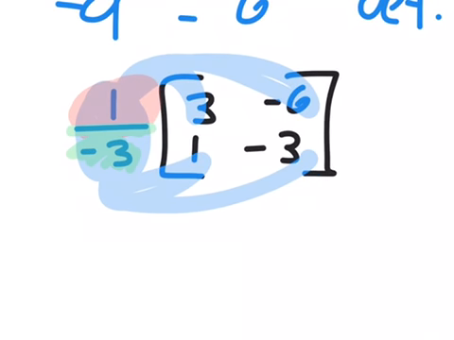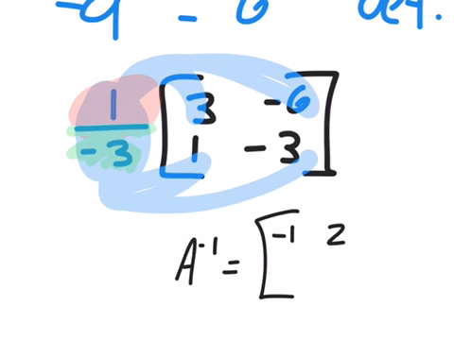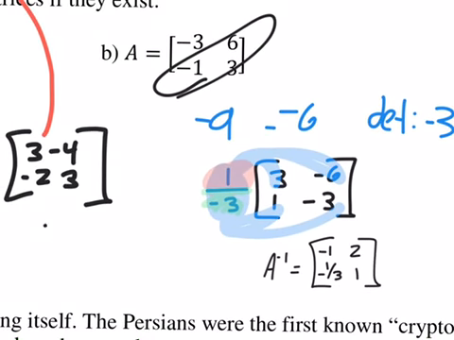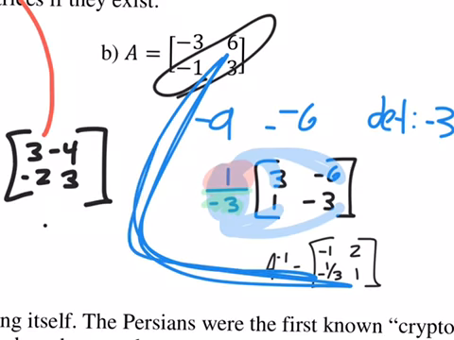negative 3, which would get us our inverse matrix being, well, 3 divided by negative 3 is a negative 1. Negative 6 divided by negative 3 is a positive 2. 1 divided by negative 3 is a negative 1/3, because 1 divided by negative 3 would become a fraction. And then the negative 3 divided by negative 3 is a positive 1. So once again, if we multiplied this matrix A, or these two matrices together, they would cancel out to be that identity matrix.